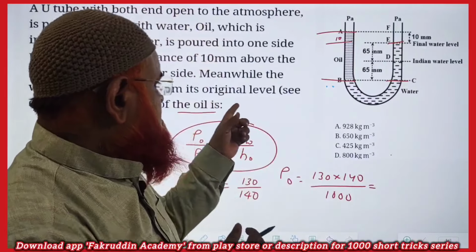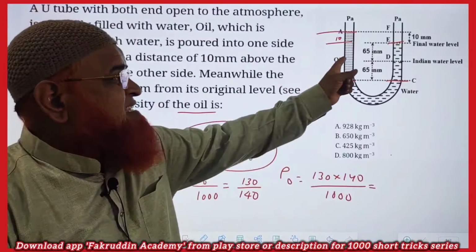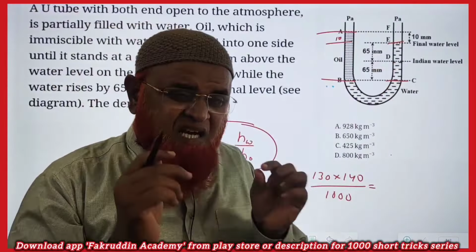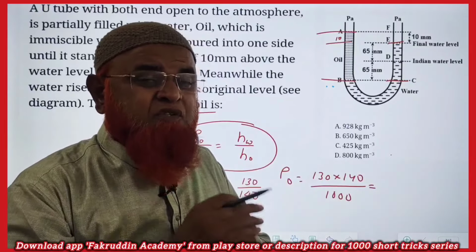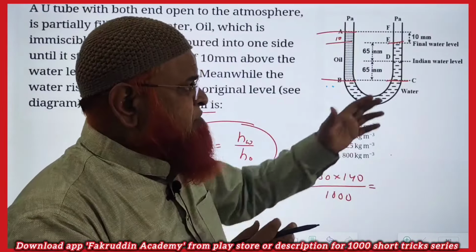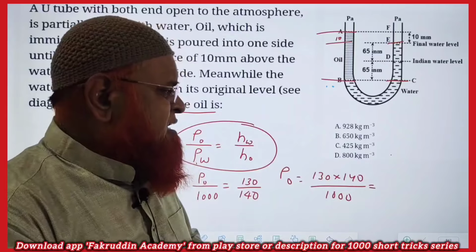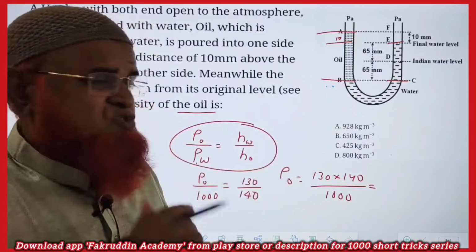and he is asking us to find out. क्या पूछ रहा है यहाँ पर? Density of oil पूछ रहा. Density of water 1000 kg per meter cube आप लोगों को मालूम है, तो constant है. तो यहाँ पर किस तरह इसको solve करें shortcut के अंदर?